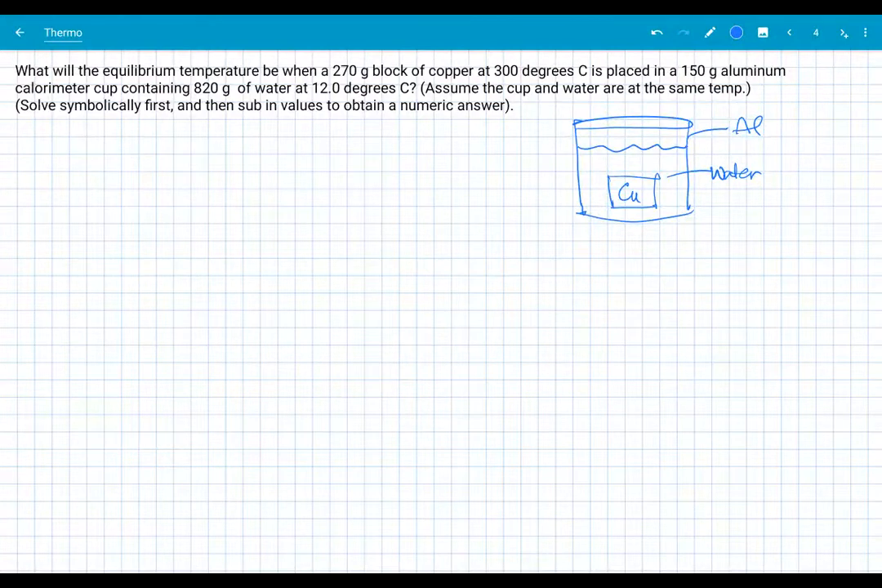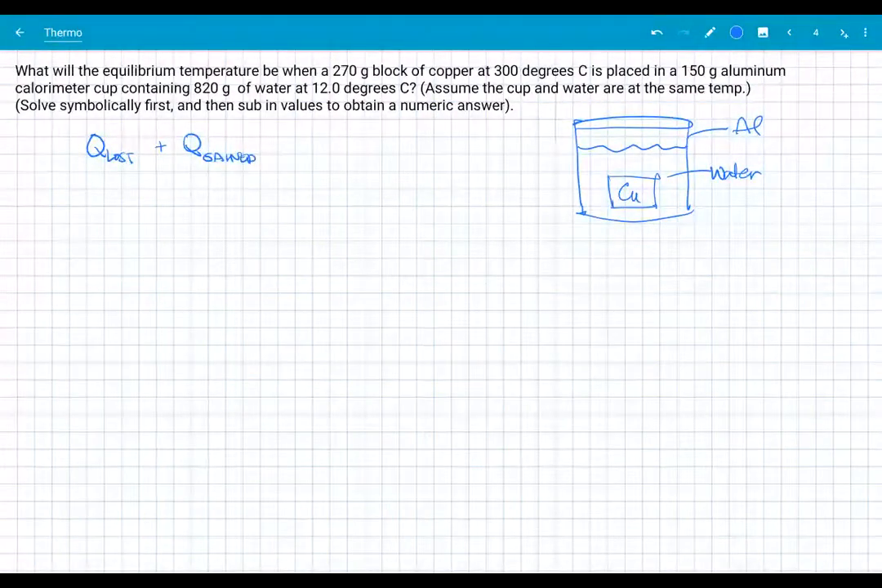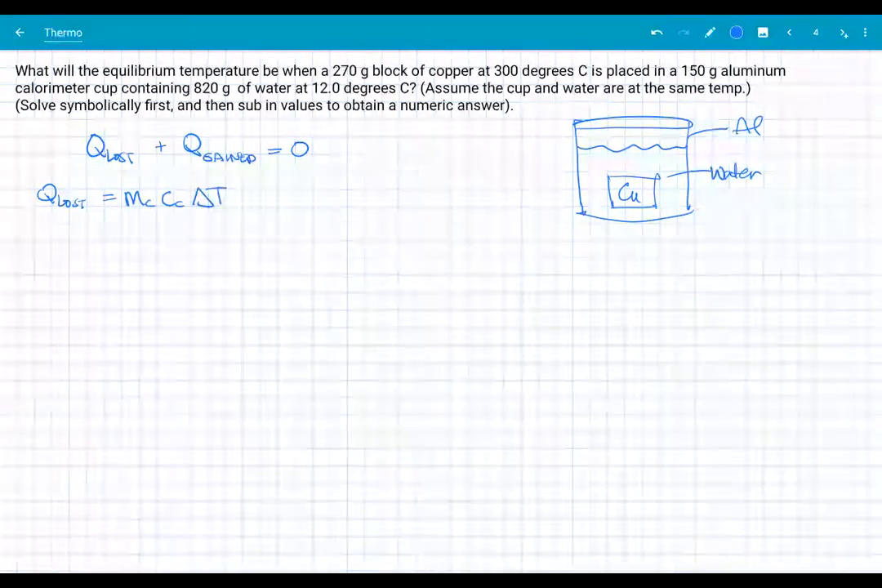So, a way to think about this, if our energy is conserved here, we make that assumption, a way to think about that is the Q lost plus Q gained equals zero, right? So that we have a conservation of energy within our system. Now, what is losing? That's the copper, right? The copper is going to cool down. So you can think that there's energy transfer from the copper. And we can write that as M copper, C copper, delta T of the copper.